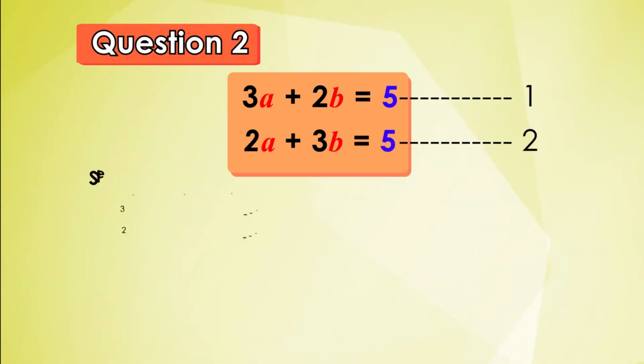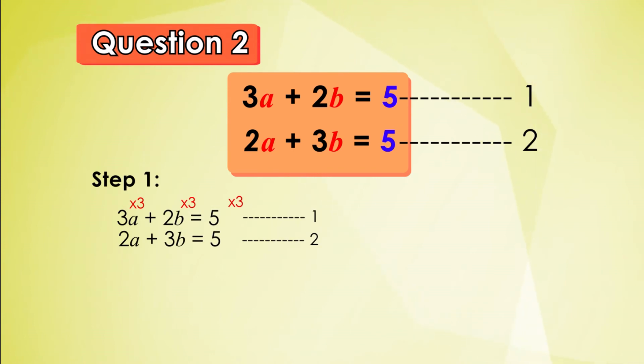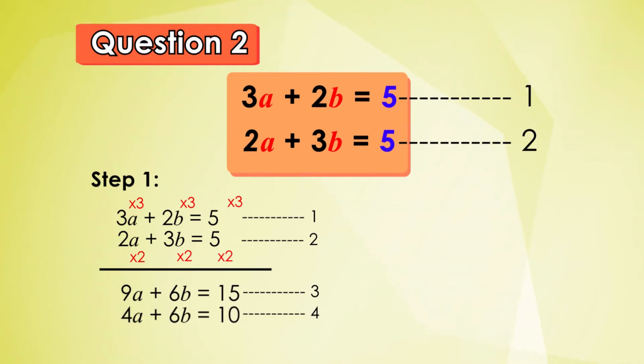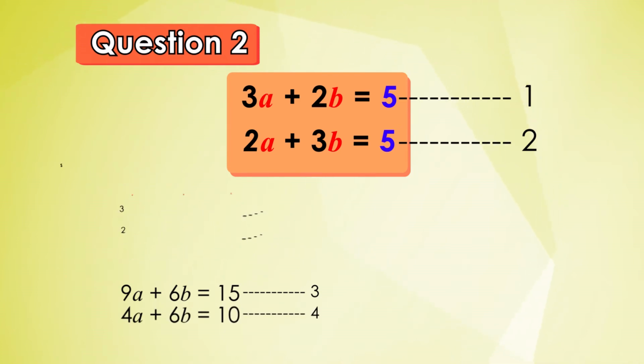In step 1, multiply both sides of the first equation by 3 and the second equation by 2. The first equation is now 9a plus 6b equals 15. And the second equation is now 4a plus 6b equals 10.